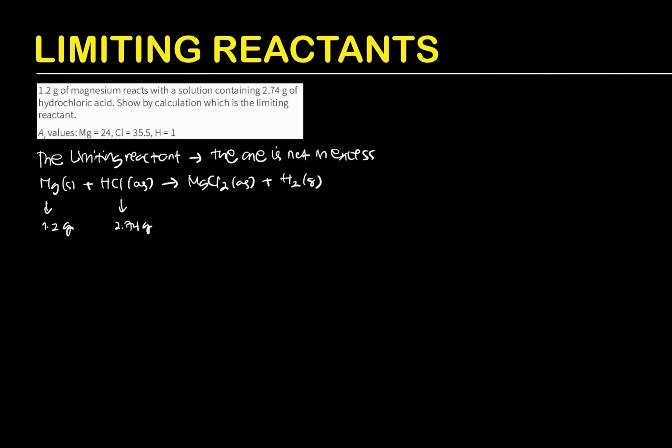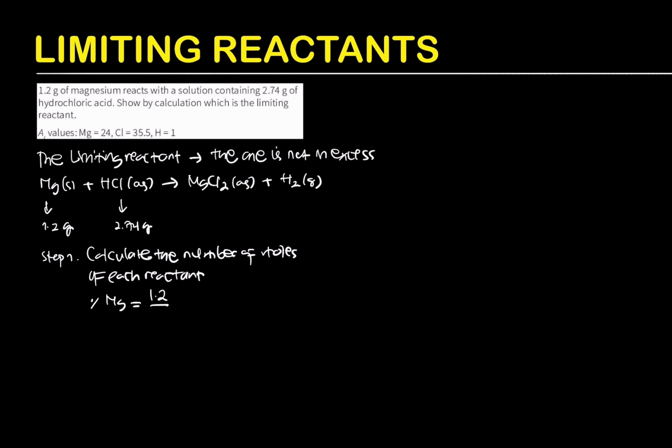So the first step that we can do here is find the value of mole of each of them. So calculate the number of moles of each reactant. If we look at the Mg, that's definitely 1.2 divided by 24, which is 0.05 mole.